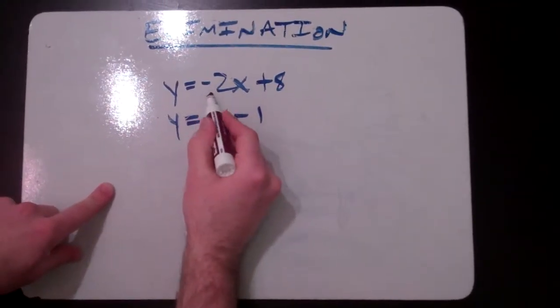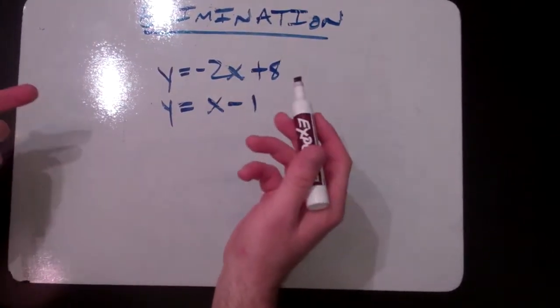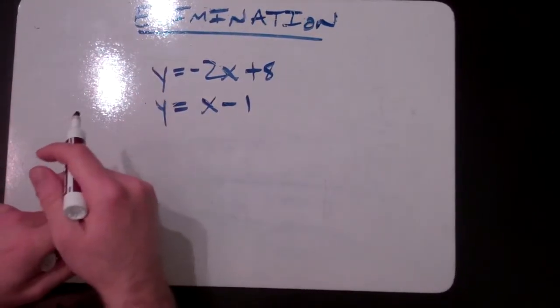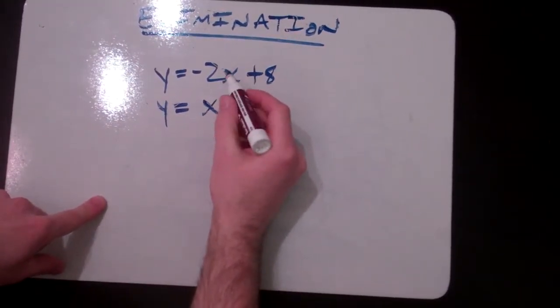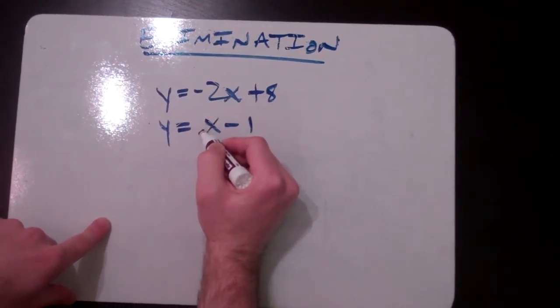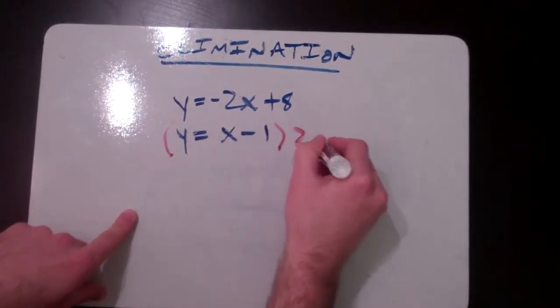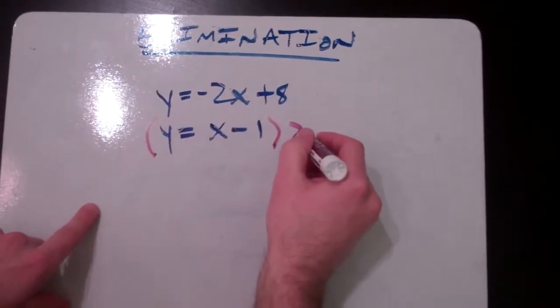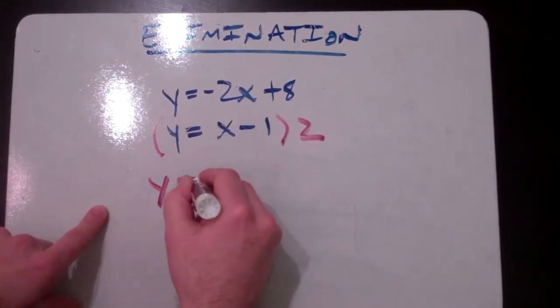Well, I see this is negative 2x plus 8, and this is y equals x minus 1. I want to try to get rid of these x's for some reason. It's drawn to me. I want to get rid of the x's. So in order to add these and get 0, the opposite of negative 2 is a positive 2. So I need to multiply this entire equation by a positive 2 so that I can get rid of the x's. So I'm going to rewrite the first equation because I changed nothing.